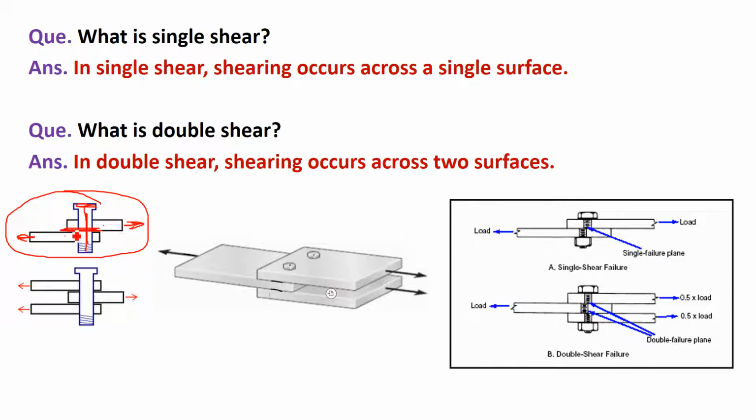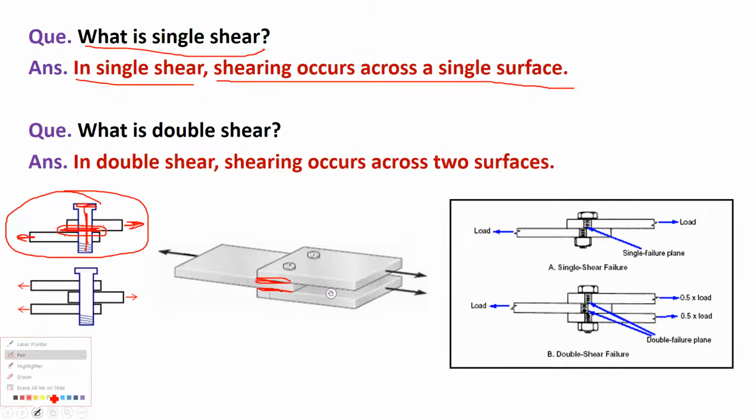This is called the shearing surface, where the bottom of the top plate and the top of the bottom plate are shearing on each other. So if only two plates are kept on each other, and you apply a force or they slip, shearing force is developed at the junction of these two plates. So this is called single shear. Why is it single shear? Because shearing occurs at only one plane. This is one plane, a single surface. So what is single shear? In single shear, shearing occurs across a single surface.